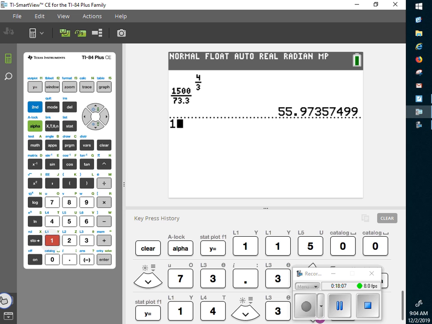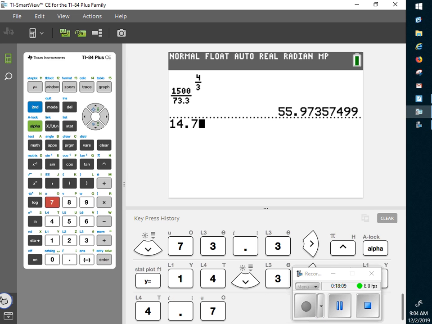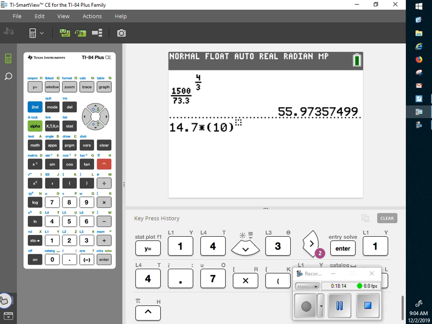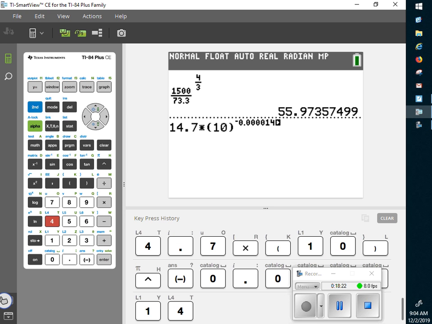Let's see, 14.7 times 10 to the negative 0.1234, 14 times 5,280. Is that put in right?